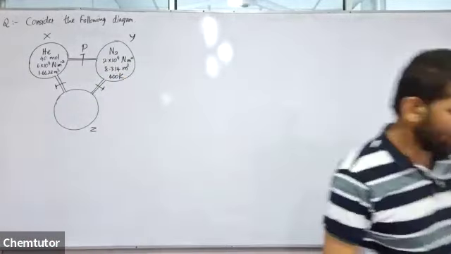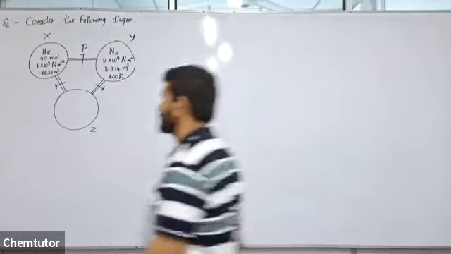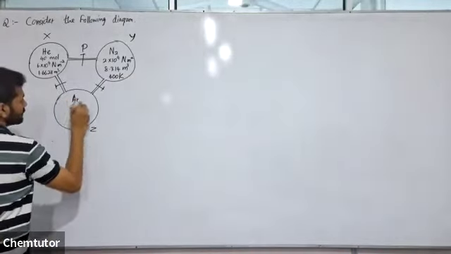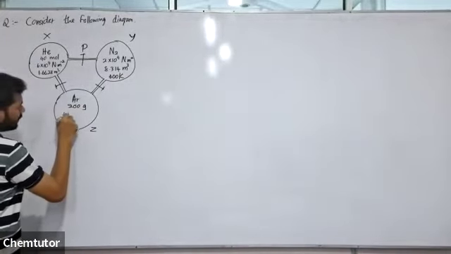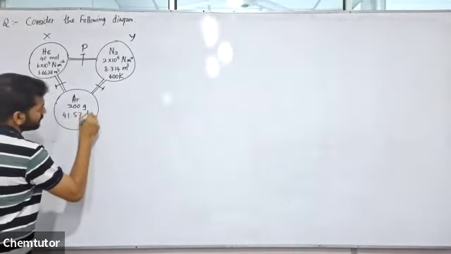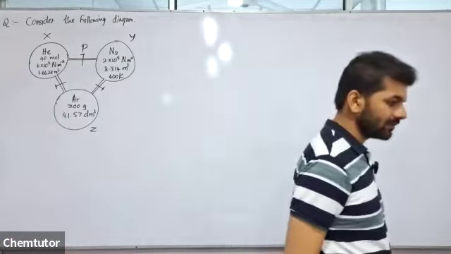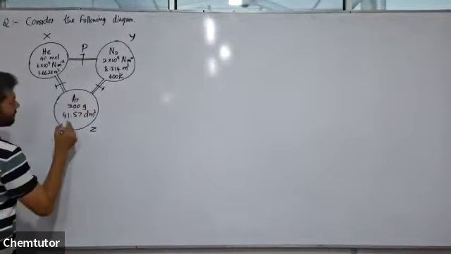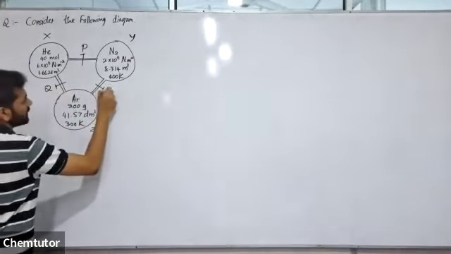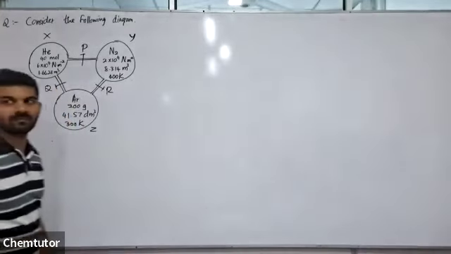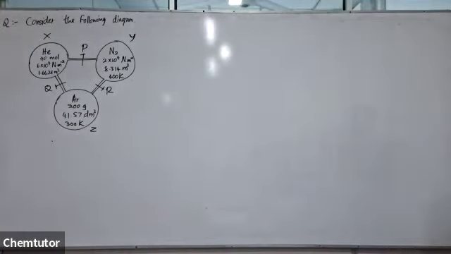Then bulb Z contains argon gas, 200 grams of argon gas. Grams, not moles. The volume is 41.57 cubic decimeters and the temperature is 300 Kelvin. This is the valve Q and this is the valve R. So this is the system. Right, draw it quickly.